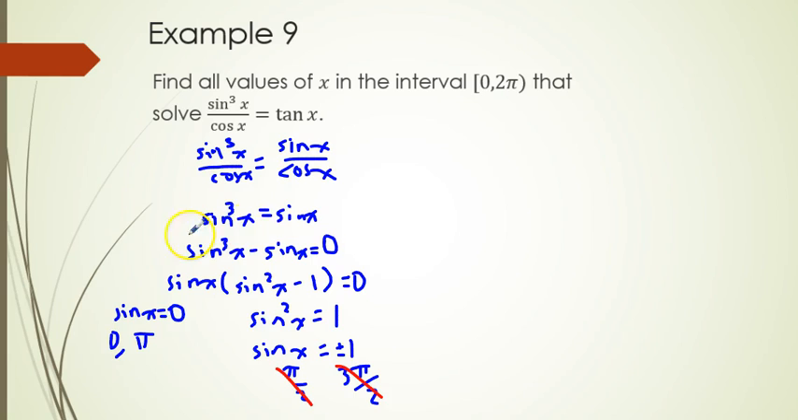So make sure you consider anything that makes the denominator of your fractions equal to 0. My final solutions on this one are just the 0 and pi. That's all of the solutions between 0 and 2 pi that solve this equation.